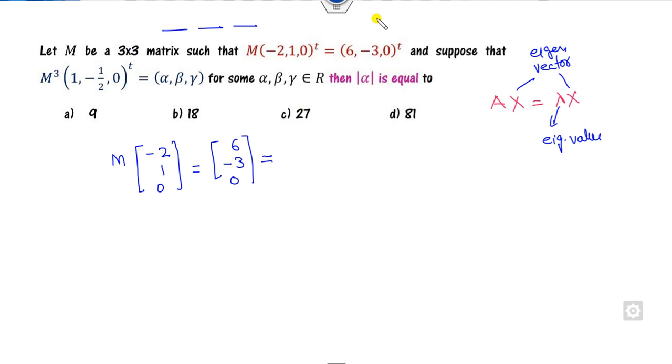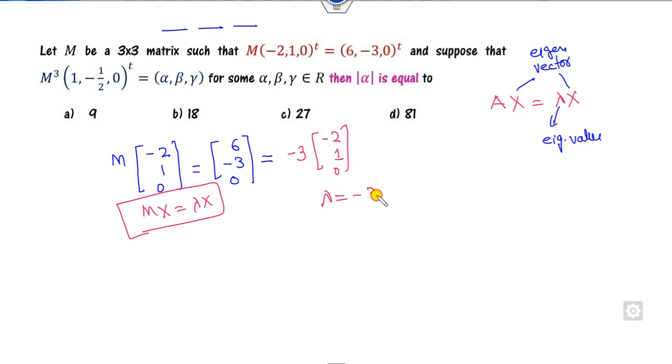I can write this number in terms of -2, 1, 0. So what will be here? I can write it as minus 3, so clearly it is of this nature. So what is the eigenvalue of this? -3 is my eigenvalue of the M. Now we need M cube. So what is the eigenvalue of the M cube? -27 is the eigenvalue of the M cube.